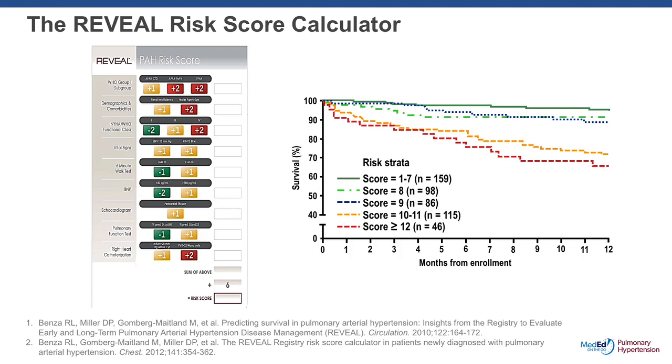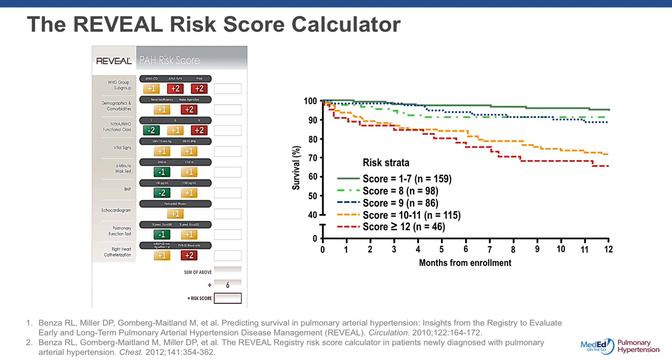Here's an example of the REVEAL risk calculator. You can find this online. It's pretty easy to do in your head too if you just have a little card. You put these variables into the risk score. You add up the variables, the numbers, and then you add 6. And then that puts a patient in a different risk strata. The lowest risk strata is a score of 1 to 7. The highest risk is greater than 12, and you can see the different risk strata in between that.